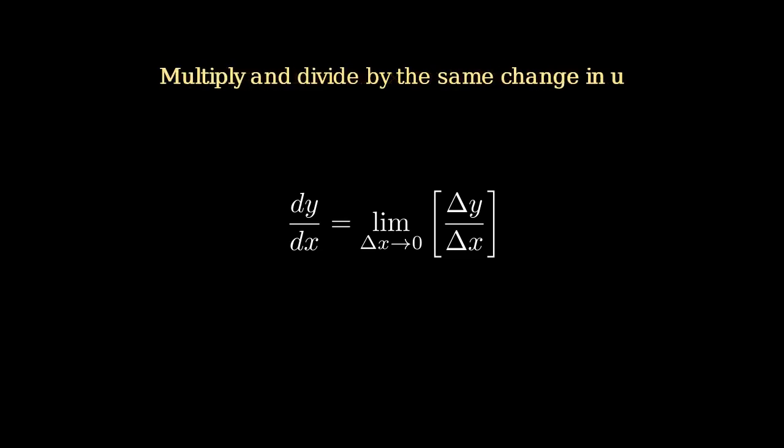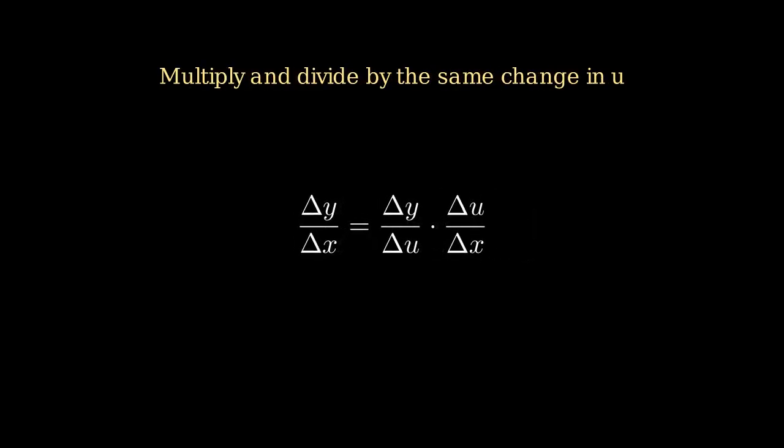Here's the key move. We multiply and divide by the same non-zero quantity, change in u, without changing the value of the expression. This turns our ratio into open bracket change in y divided by change in u close bracket times open bracket change in u divided by change in x close bracket.